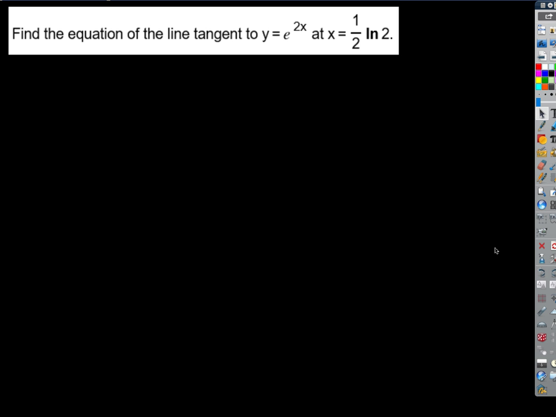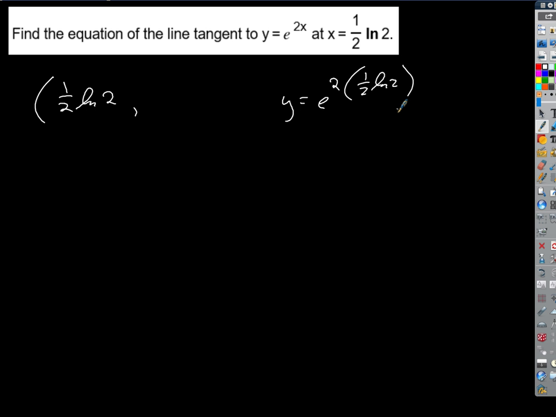So we just need a point of tangency and a slope, right? So what's our point of tangency going to be? The x value is 1/2 log 2, right? What's y going to be? Well, I'm going to evaluate that. So y is going to be e to the 2 times 1/2 log 2.